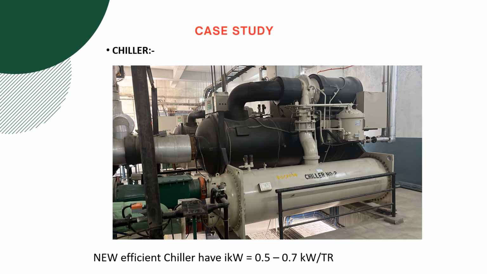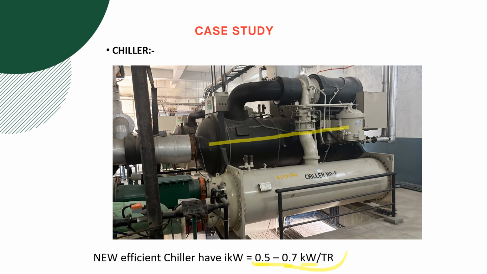Now this is a new chiller. Here you can see no cylindrical compressors are there. This is a screw type compressor, and this is more energy efficient. The insulation is very good, and the system is also more automatic than the previous one because this is a new chiller. So the IKW, or specific power consumption, of a new energy efficient chiller is 0.5 to 0.7 kilowatt per ton of refrigeration.